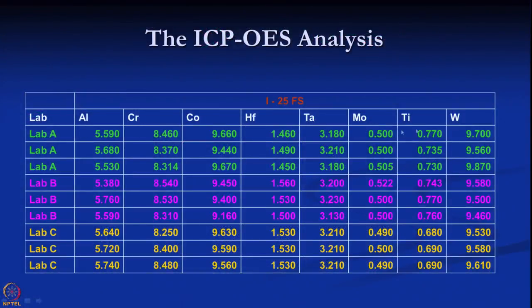Here I am giving you the table of the results for the 8 elements. This is in ppm. These are the results that laboratory A, which is in green, the other in magenta, and the third one in yellow, for easiness to understand. And these are the standard chemical analysis values they have found using the same ICP-OES analysis.